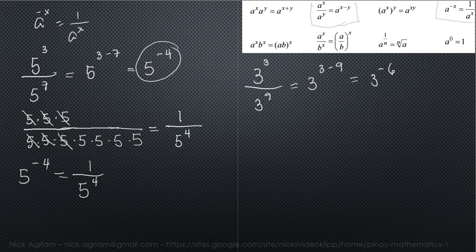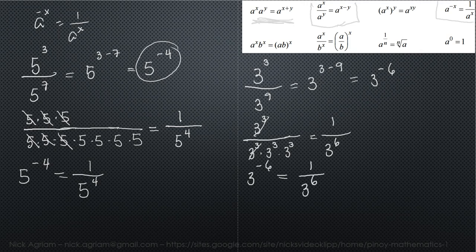Doing the factor form, I'm not going to put 1 there. It will confuse you. And then we have 3 times 3 times 3 over 3 times 3 times 3 times 3 times 3 times 3. As you can see now, this part will be 1. Then I have 1 divided by 3^6, according to the law of exponent in multiplication. So as you can see, 3^(−6) is equal to 1 divided by 3^6.